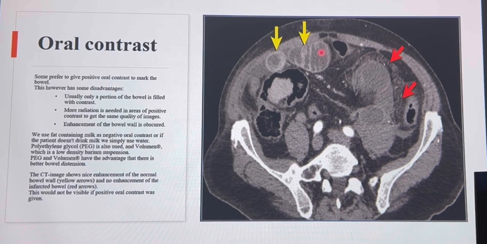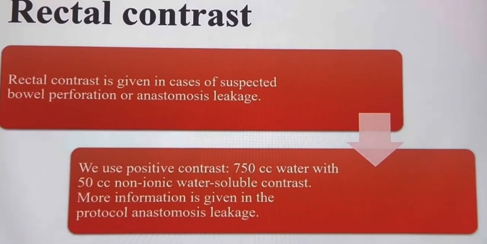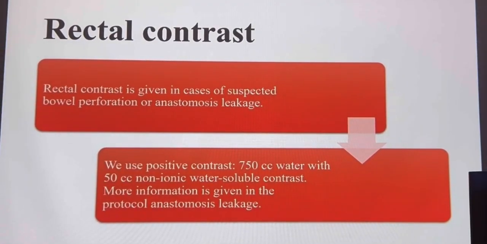Okay? This is an example. Here, water, negative. You can see how clean and normal the enhancement of the wall is. Here is loss of enhancement, of course, due to the pathology, and loss of opacification. Okay? Rectal contrast is one of the techniques that we use for examinations. What is rectal contrast used for? When we say rectal, we are suspecting either perforation or anastomosis leak. Okay? We give the contrast through the rectum.